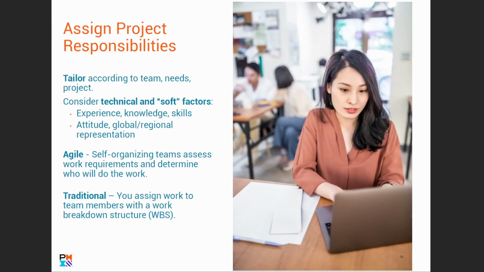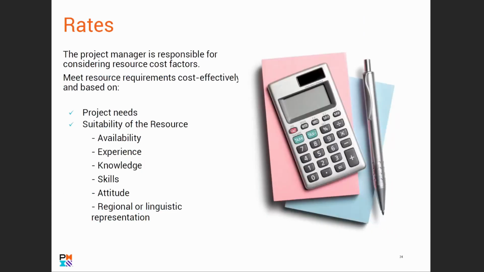So we have two approaches here, agile and traditional. For the agile, the team will self-organize and assess the work requirements and determine who will work on what. For the traditional, you need to assign work to team members with a work breakdown structure. We'll look into that later on in the course.